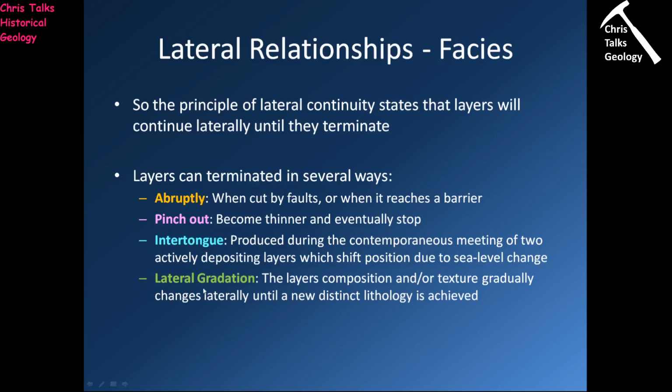Now we also have something which is called intertonguing, and this is where we have multiple layers of rocks, and they produce a distinct zigzag pattern. It's the result of sea level change. Now, I'm not going to worry about it too much, because in a few slides' time I have some reasonable diagrams which hopefully will show you what's going on in a reasonable level of detail, a far better level than I could possibly explain it.